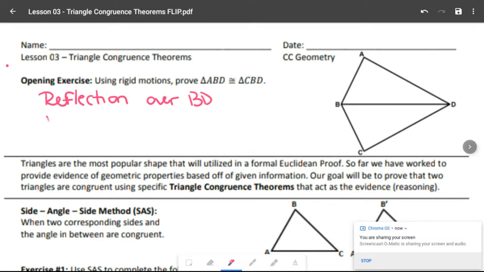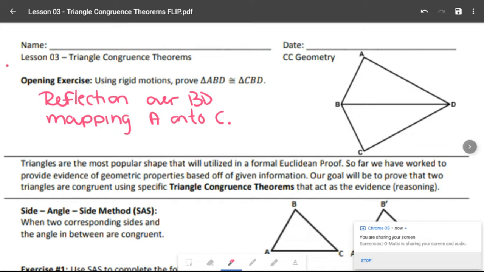And we want to be a little bit more specific by mentioning where the other point is being mapped to. Because there's no indication of which triangle is mapping onto the other, we can just say mapping A onto C. So if you wrote something along those lines and added in that rigid motions preserve length and angle measure, you would be perfect for that opening exercise.